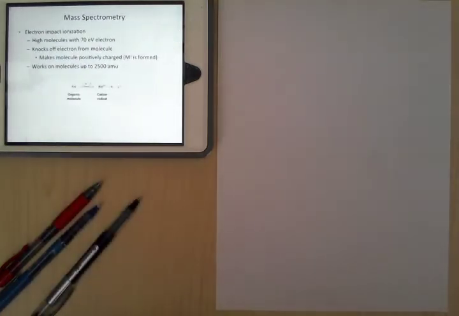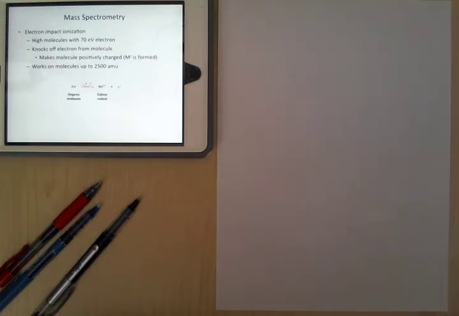The way that we make the molecule have a positive charge is, this is probably an older method, so it still works, but we'll see it can be somewhat problematic. It's what's called electron impact ionization.